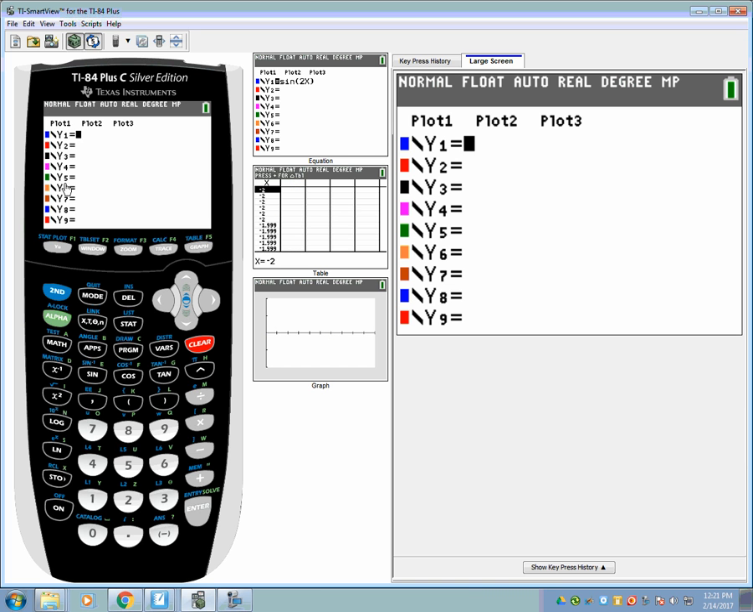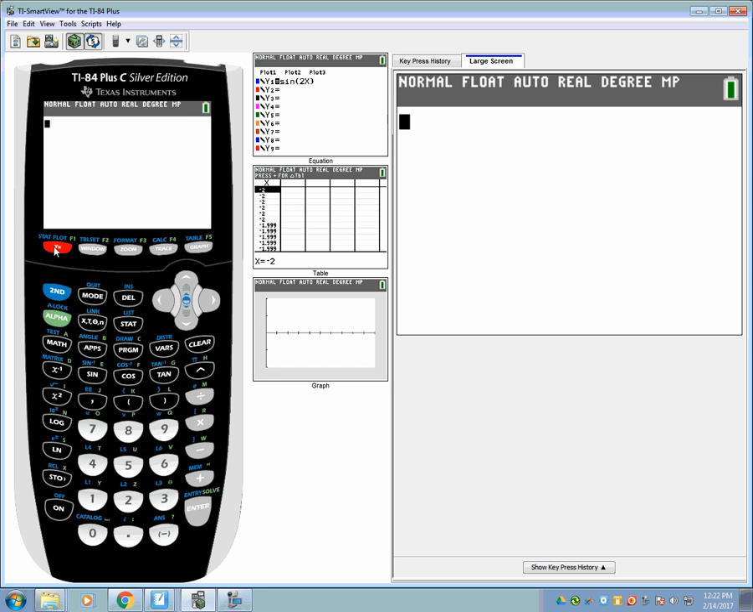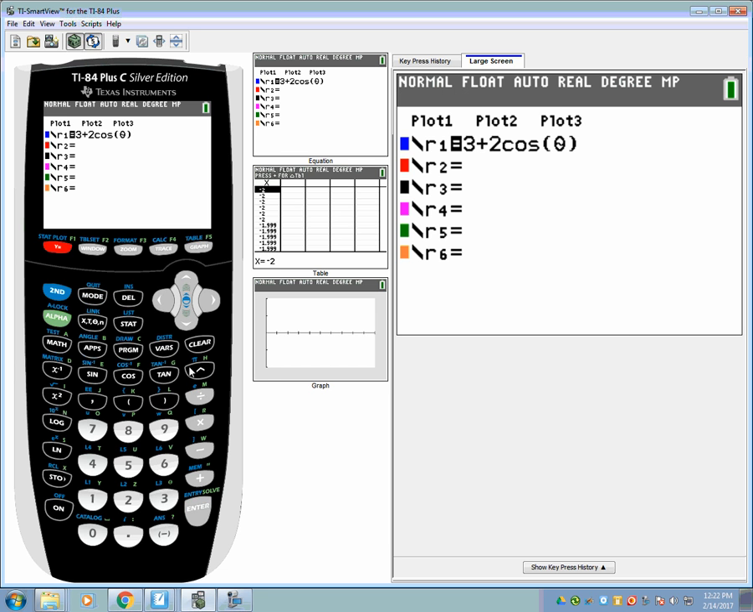Well, that's the y equals. I should be in, I don't know why it's not showing r. I didn't select it. When you switch to polar, it should say r. I didn't hit enter. Second quit. So y equals, there it is, r equals, and type in 2 cosine of theta. And when you type the X,T,theta,n button, it knows to put in theta instead of t.